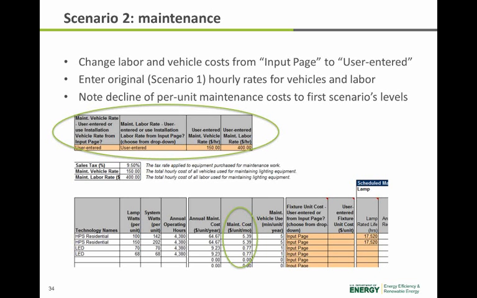So you can see in that large green oval, I've changed the vehicle rate and labor rate from input page to user entered, and I've specified $150 an hour for the maintenance vehicle rate and $400 an hour for the labor rate. And as you can see in the smaller green oval at the bottom of the slide, the maintenance costs have fallen back down to the levels we had before in scenario 1, $5.39 per unit per month and 77 cents per unit per month.